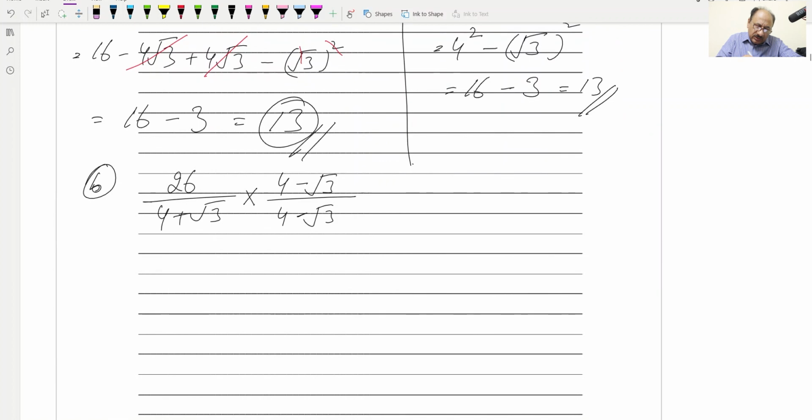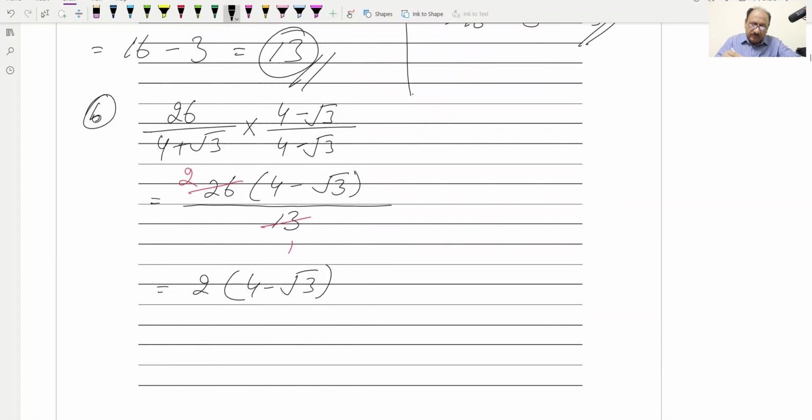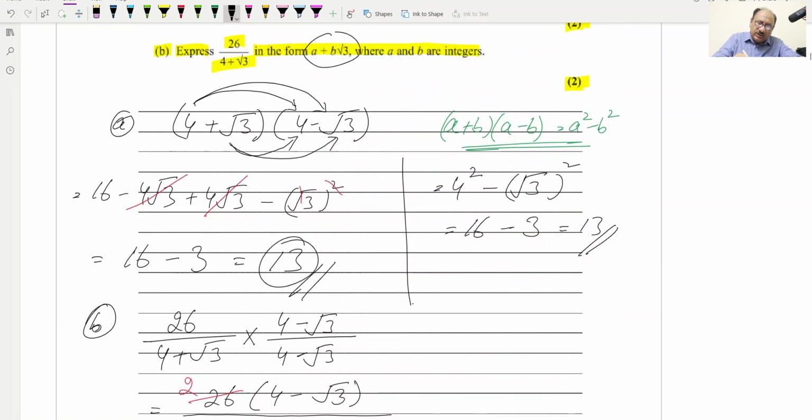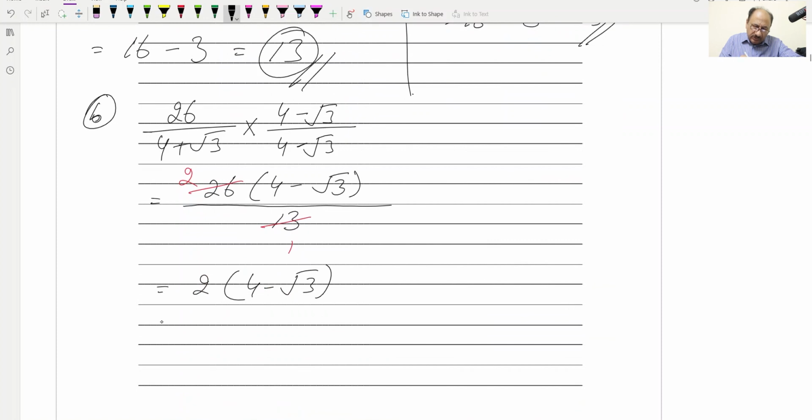So I will just write the denominator as 13, which we have done in part A, and the numerator I will copy here, 26 into 4 minus under root 3. And 13 and 26 we can cancel. 13 ones are 13, 13 twos are 26, and our answer will be 2 into 4 minus under root 3. And because we require the answer in this format, a plus b under root 3, we'll multiply this inside, so it will be 8 minus 2 under root 3. Our a value is equal to 8 and b value is equal to minus 2.